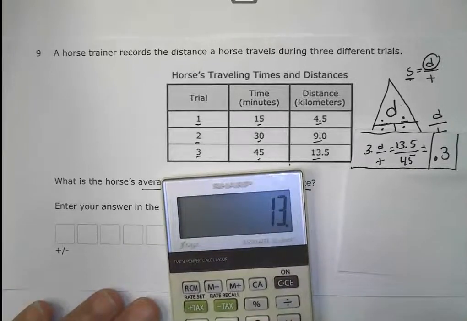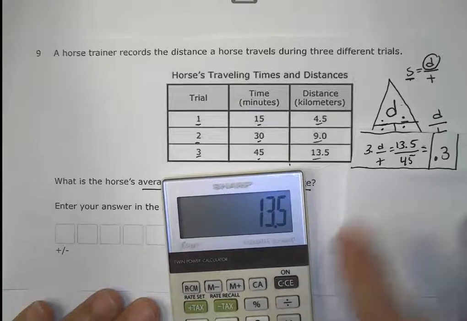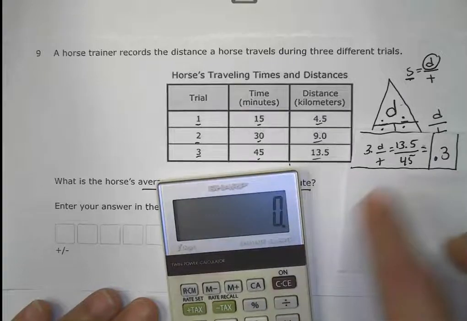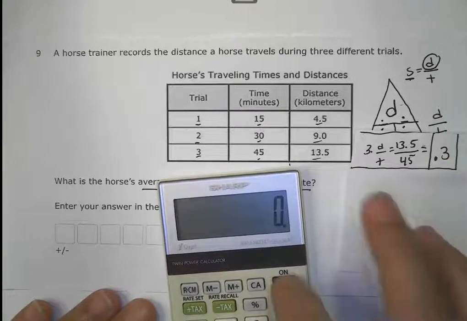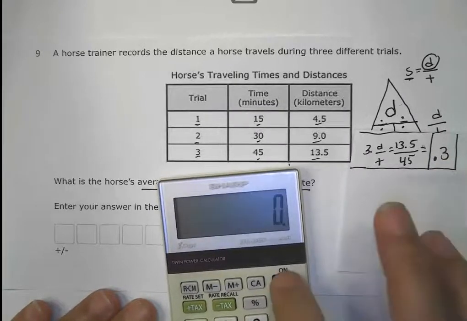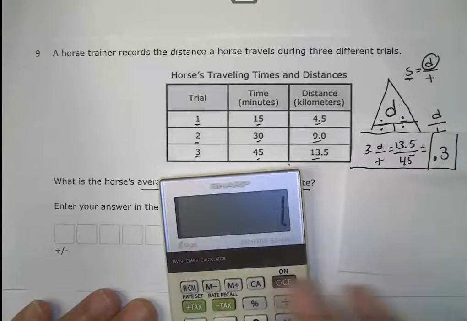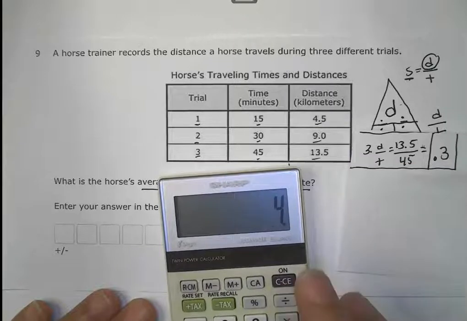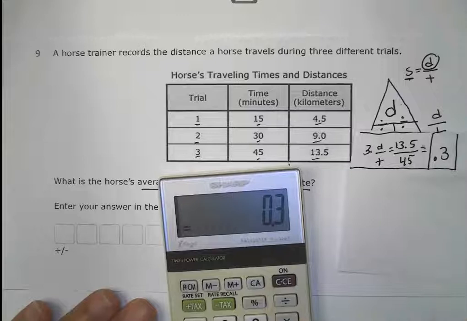So 13.5 divided by 3 equals, again, 13.5. I keep on going to the 3. Okay, I have that response in my head. So then it's going to be 13.5 divided by 45. And remember that I've always told you to check your answers more than once so you can make sure that they are correct.